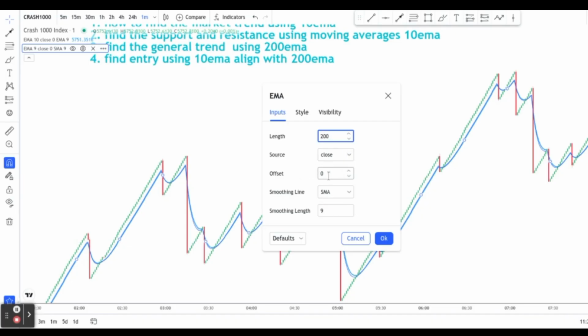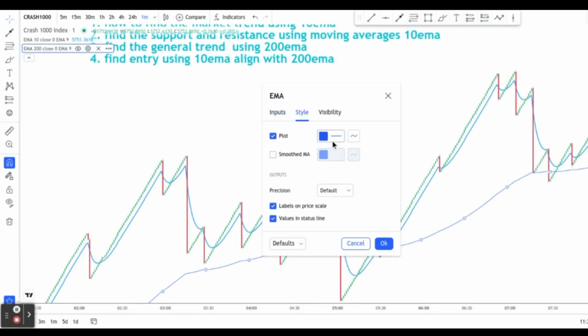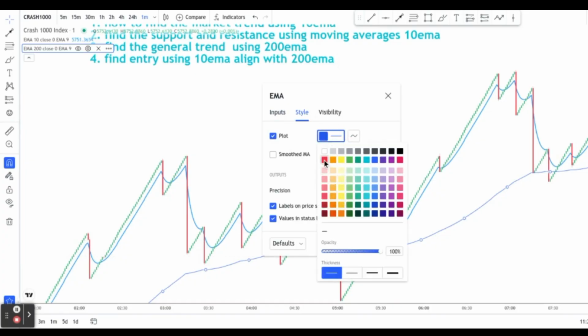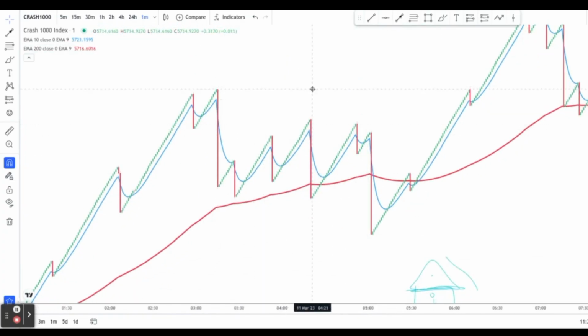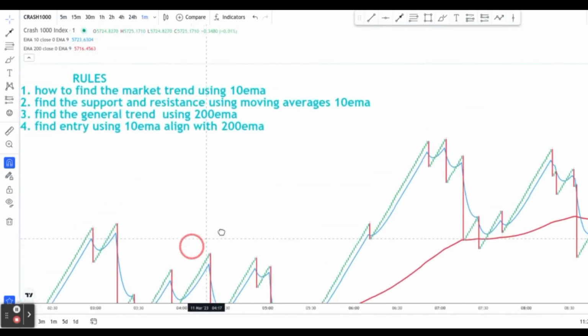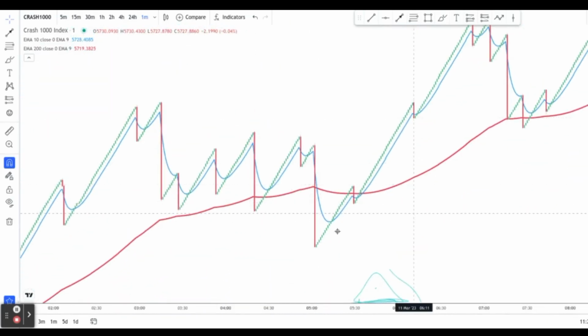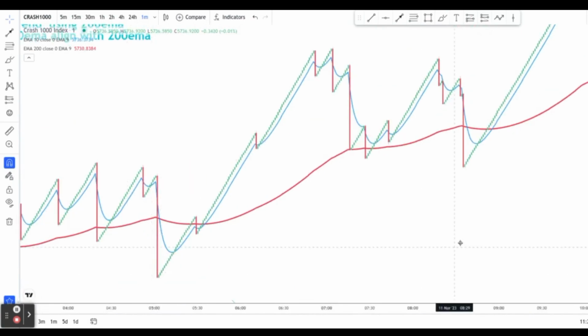Shift 0. Method exponential. So, EMA. Then you can use any style, any pixel of your choice, and any color. So I'm changing this to red, and I'm using thicker pixel. So now you can see what is the general trend. The general trend means what has happened for a long time in the market.